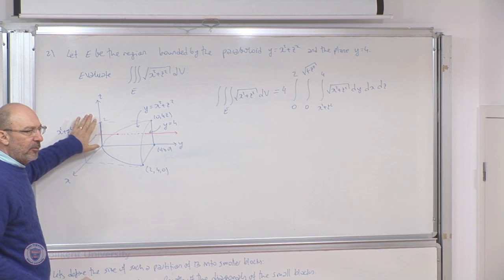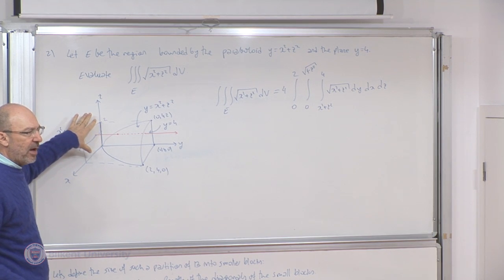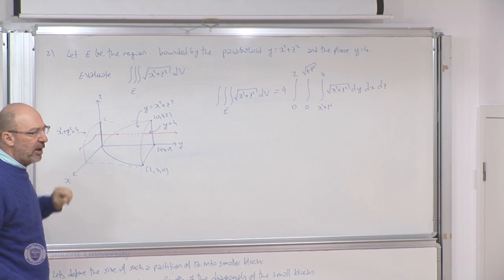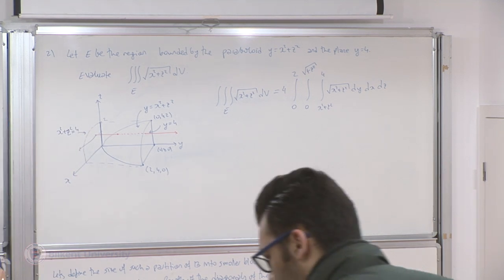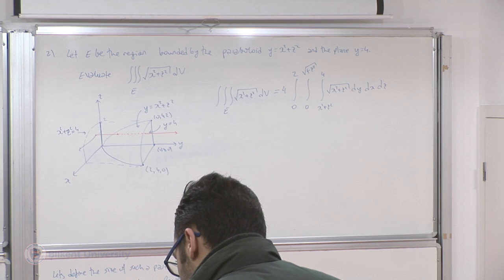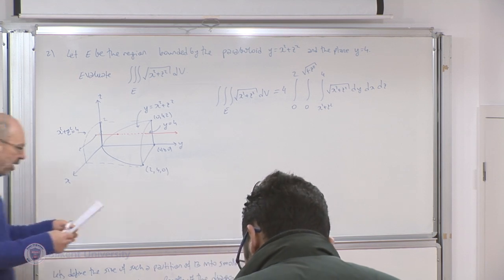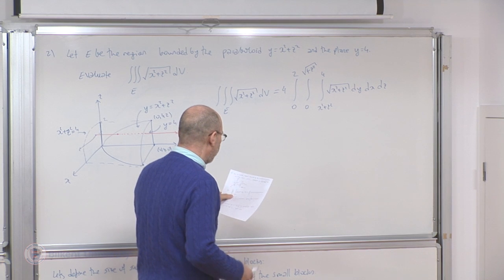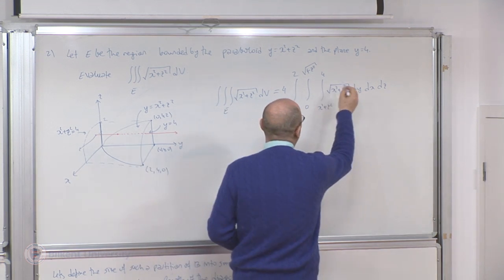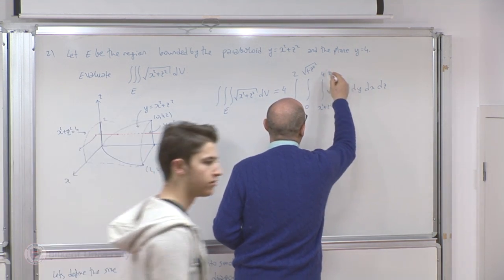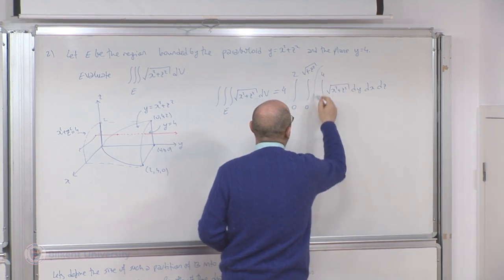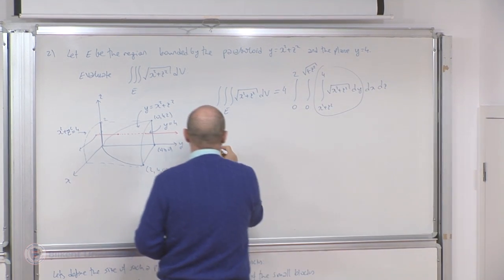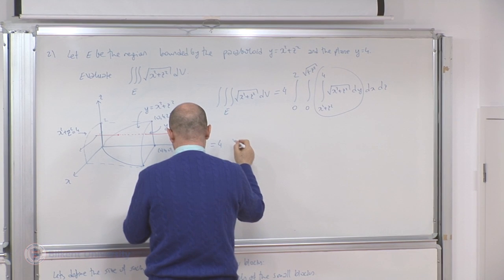When you restrict everything to the xy plane, the region is very nice for polar coordinates. So there it is, begging to be passed to polar coordinates. We'll do that. Okay, so first we integrate this part. So this is equal to 4 times.